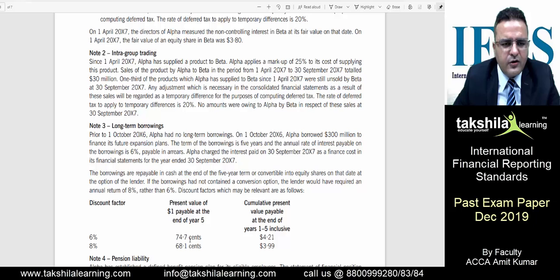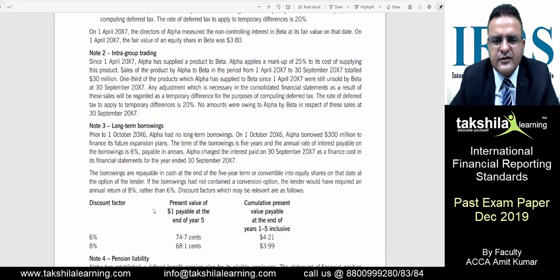Note number 3, long-term borrowings. Prior to 1st October 20x6, Alpha had no long-term borrowings. On 1st October 20x6, Alpha borrowed 300 million to finance its future expansion plans. The terms of borrowing is 5 years and annual rate of interest payable on the borrowing is 6%. Alpha charged interest paid on 30 September 20x7 as a finance cost in its financial statements for the year ended 30 September 20x7. The borrowings are repayable in cash at the end of 5-year term or convertible into equity shares on that date at the option of the lender.